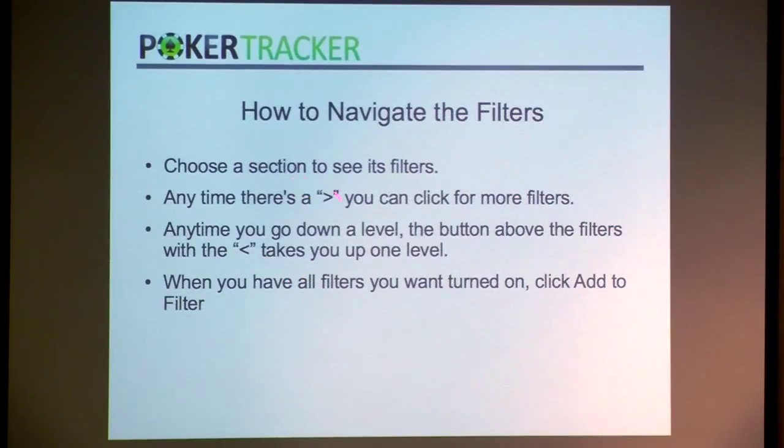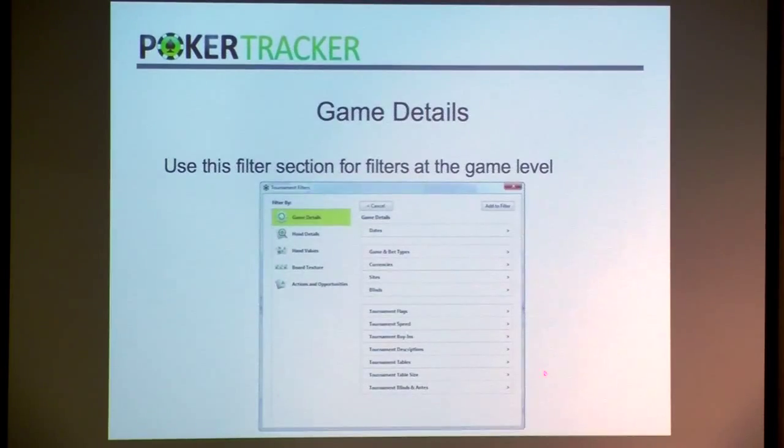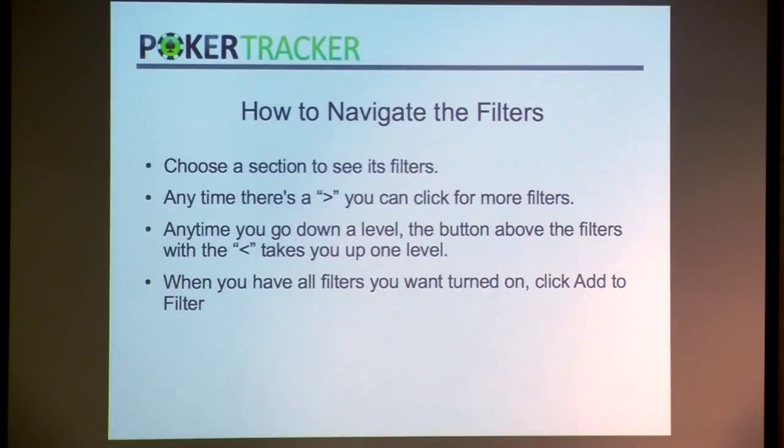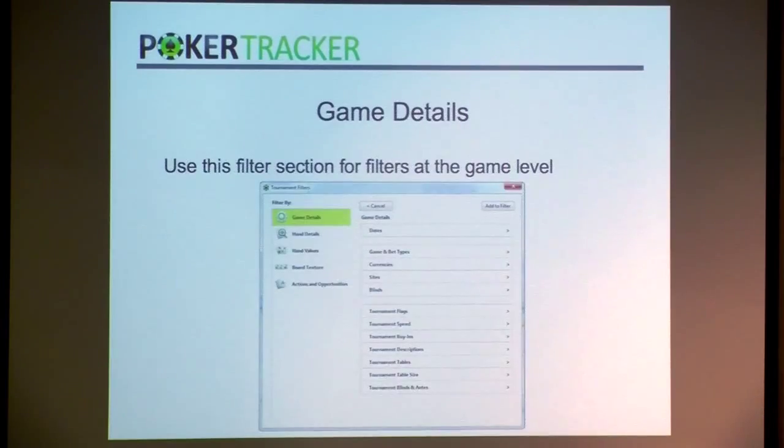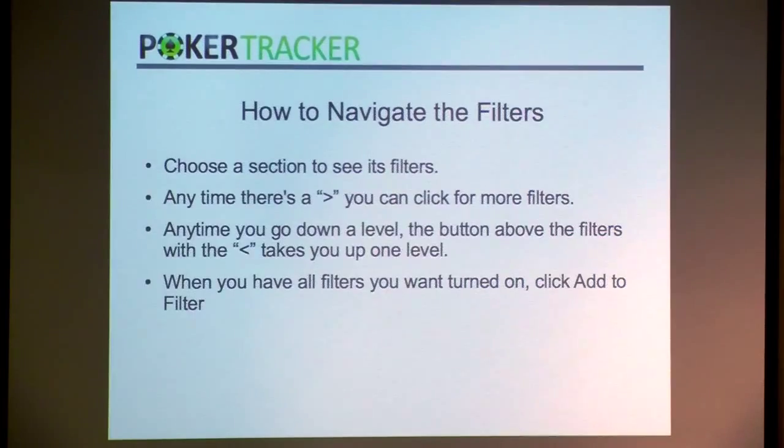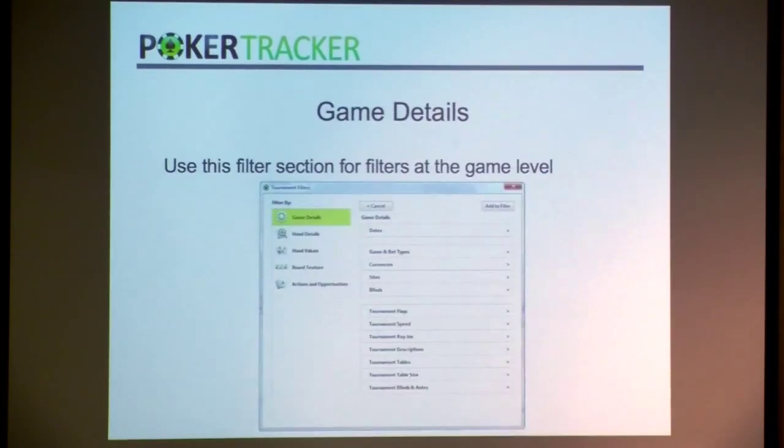Anytime you see the greater than symbol, you can click. So any of these options here, you can click, and you'll get the individual filters you can turn on and off. And I'll show you a few of those later. When you go down, you can click up here where it says cancel right now. It will change to up to the previous section. And when you turn everything you want on, you click add to filters, and then it adds them all together.